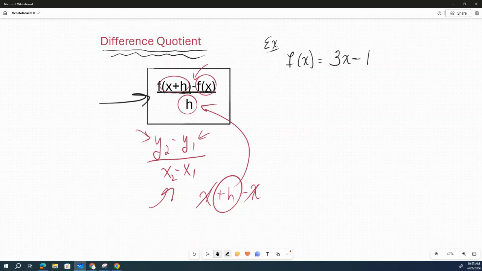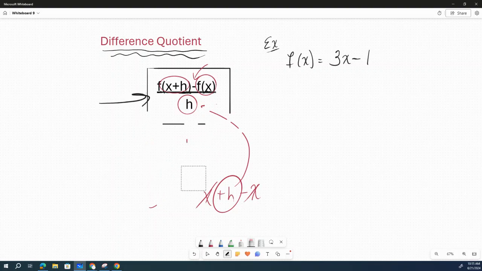I know, math is so freaking fun. I can't even stand it. Okay, so how's this work for us? Well, let me tell you how it works for us. I'm not sure what I'm erasing, but it's all good.